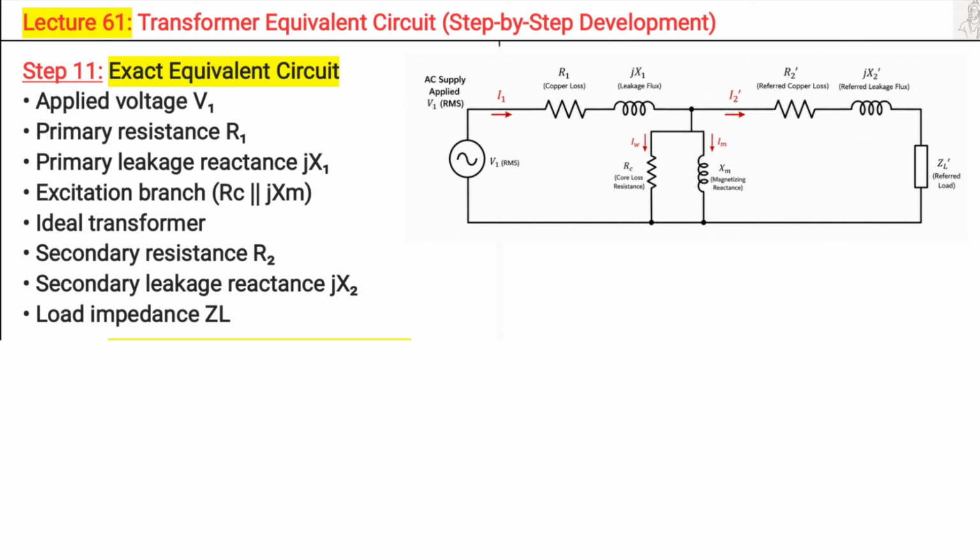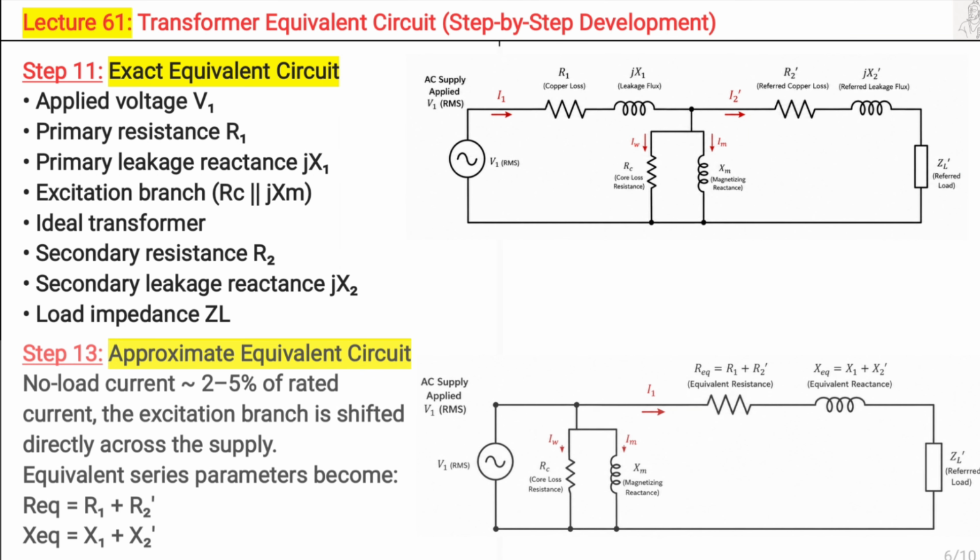The exact equivalent circuit looks like this. It has the primary voltage V1, the primary resistance R1, the primary leakage reactance X1, the excitation branch which is RC parallel to the magnetic reactance XM, and the entities referred to primary, that is R2 dash, that is resistance referred to primary, jX2 dash, leakage reactance of secondary referred to primary, and ZL dash, that is load impedance referred to primary.